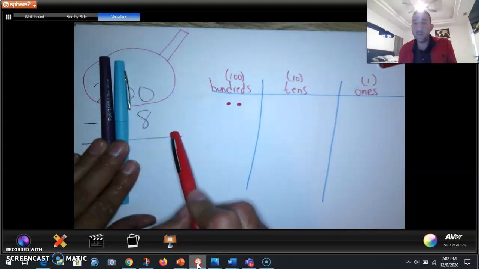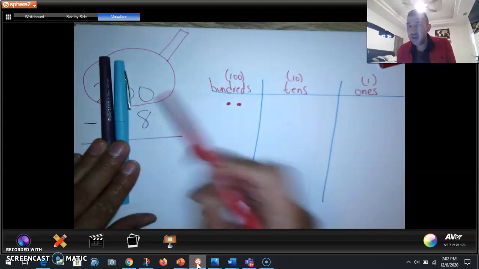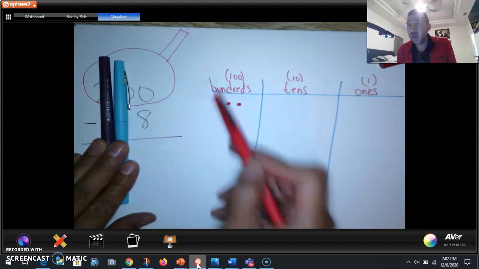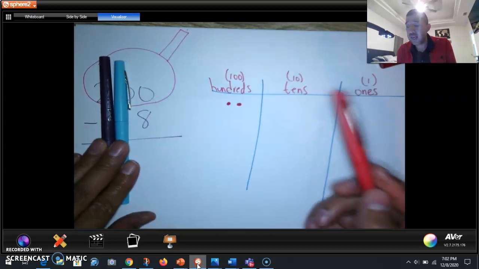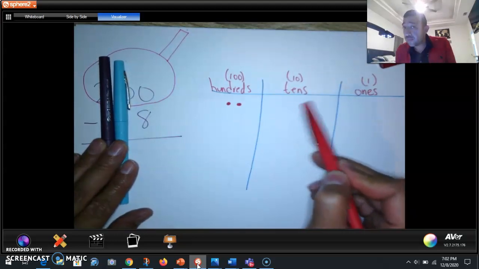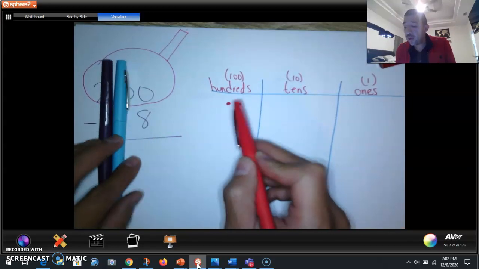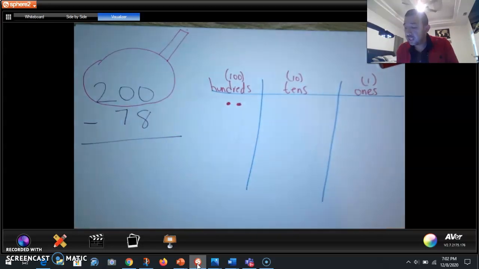0 minus 8. Ooh, I have 0 apples. I want to give 8 apples away. Can we give 8 apples away if we have 0 apples? We cannot. Can we unbundle from the tens? There's no tens, boys and girls. So we unbundle 100 to 10 tens.